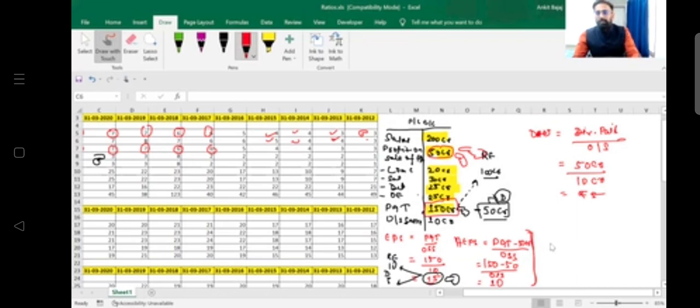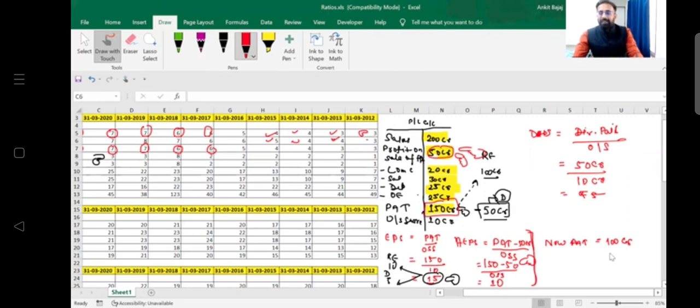So what will be your new PAT? New PAT is going to be 100, which we have calculated here by this formula. So new PAT is going to be how much? It is going to be 100 crore here, right? And now you have to calculate adjusted EPS, adjusted DPS, right?